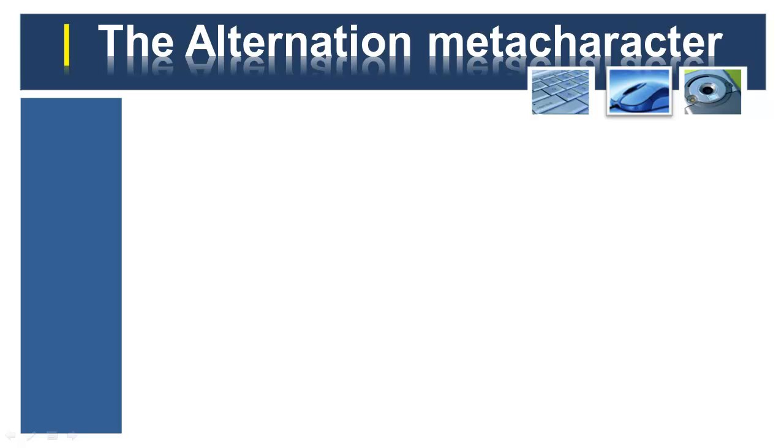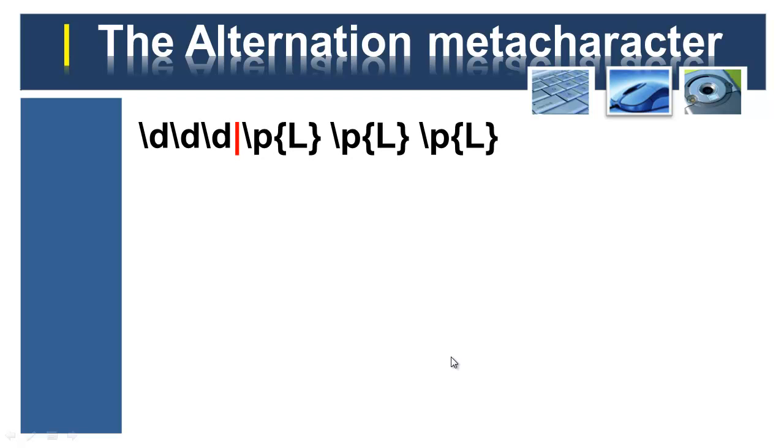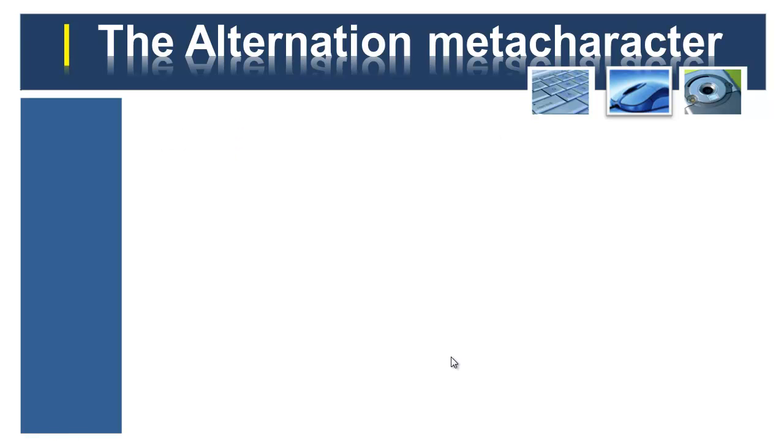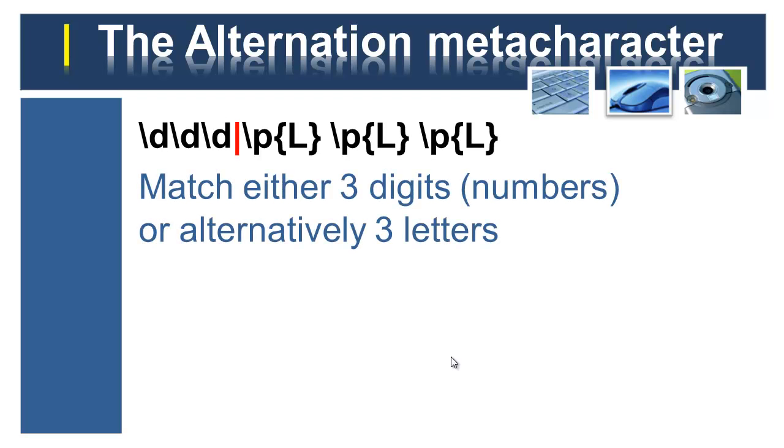Now the next meta character I want to show you is the alternation meta character, and this is represented by the bar or pipe character, as you can see here in red. What it allows the users to do is choose between two particular codes. So here in my example, they can either enter a code of 3 digits or they can enter a code of 3 letters, but not a mixture of letters and numbers. It's either 3 numbers or 3 letters.